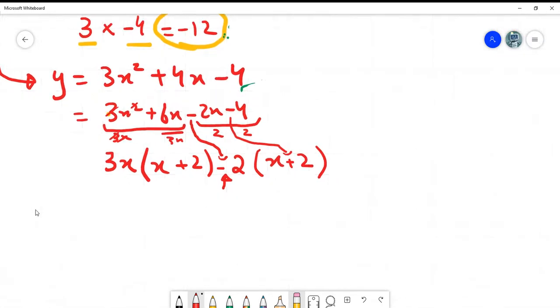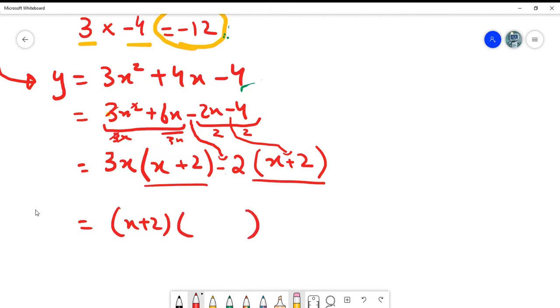Finally, we can look at the final step and see what is overall common in this equation. So x plus 2 is the overall expression common, leaving us behind with 3x minus 2.